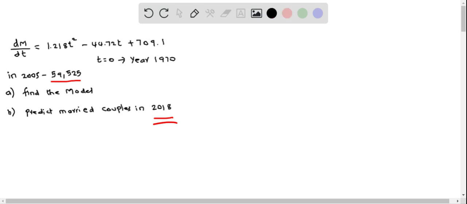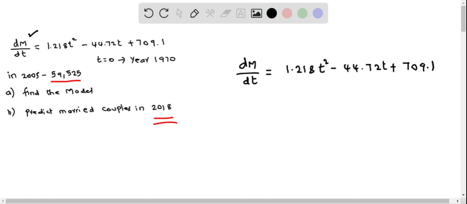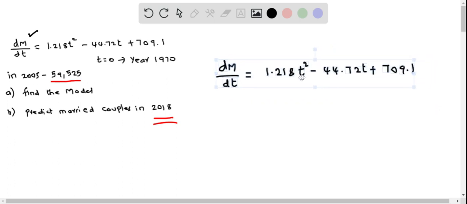Basically, to find the model we have to find the integration. That is, we have to integrate this derivative function, which is dm by dt. So let's do that. Let me copy the dm by dt over here. dm by dt is given as 1.218 t square minus 44.72 t plus 709.1. So this is basically the derivative function, and we know that when we integrate the derivative function we actually get back the original function.